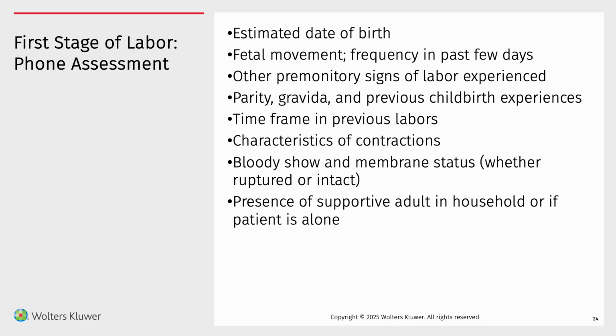Gather OB history, including how many times they've been pregnant, gravida, how many births they've given, parity, as well as previous childbirth experiences. This information can help you anticipate labor progression and potential complications. So find out the time frame of previous labors, for example, how long the labor lasted in their previous deliveries, and explore the characteristics of contractions.